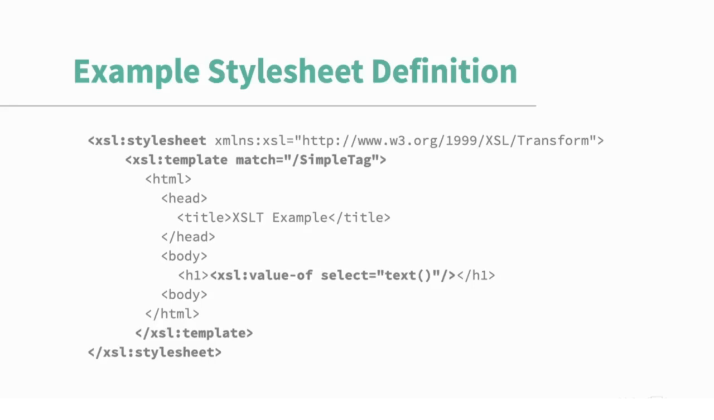And then to insert content from the source XML into the HTML, I would use the value-of tag. In this case, the text content of the matched simple tag root. And whatever text is contained within that simple tag is going to be inserted into the resulting HTML here inside what looks like an H1 header. So that's a pretty quick example of how you define a style sheet. Next, we're going to actually take XSLT out for a spin and see it in action.